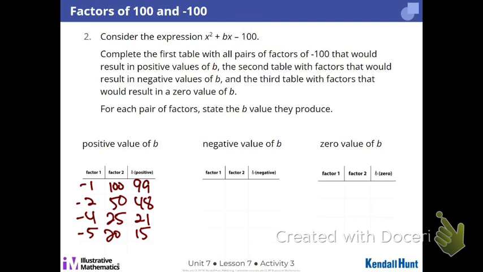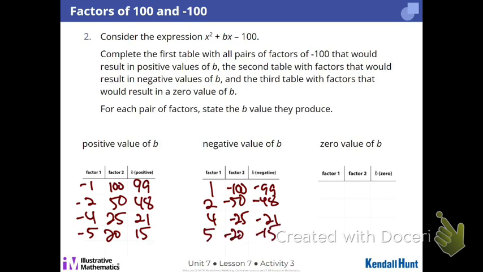Okay, next up. These next ones have to add to be negative. So I'm going to look at a 1 and a negative 100. And I'm going to let you finish that up. All right, let's finish this table up. I got 2 and a negative 50. I've got a 4 and a negative 25. And a 5 and a negative 20.